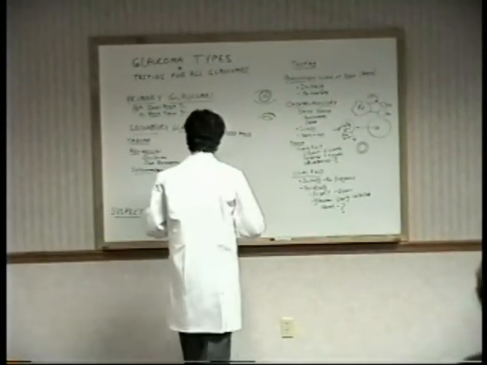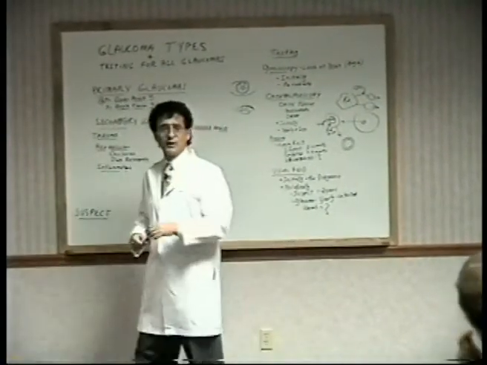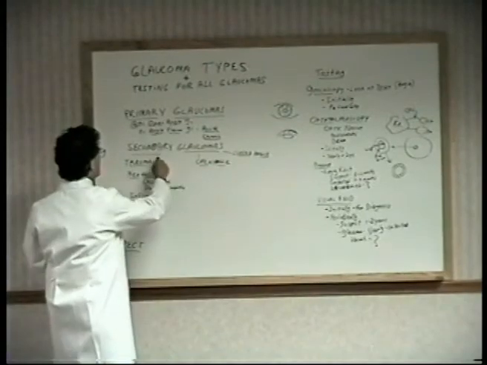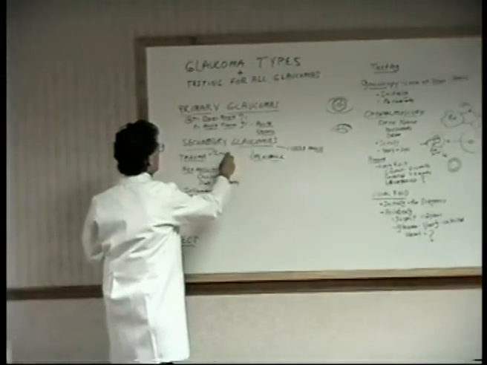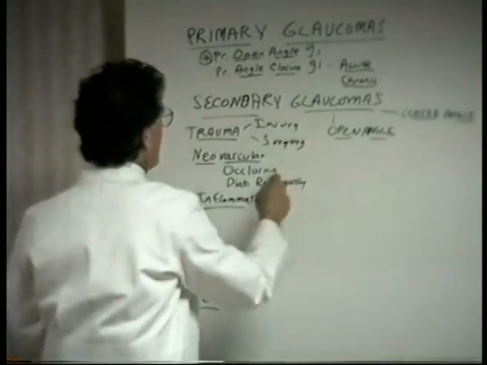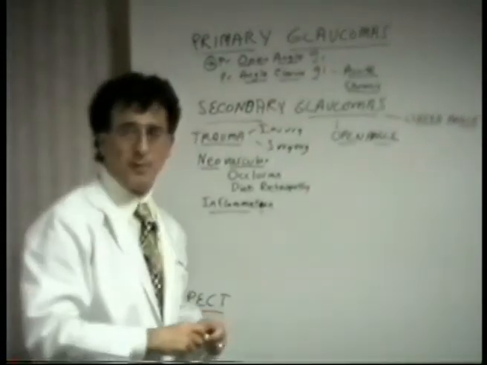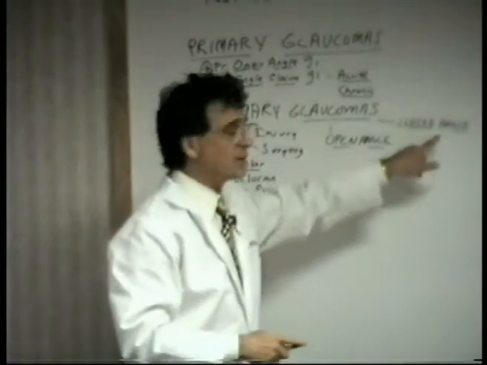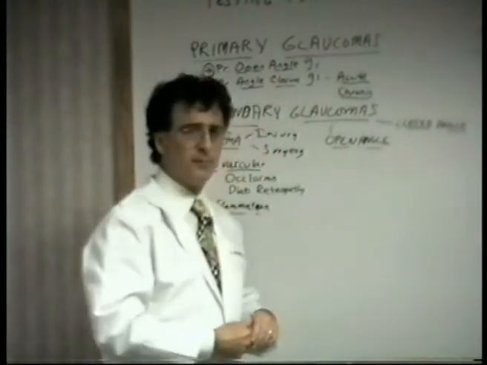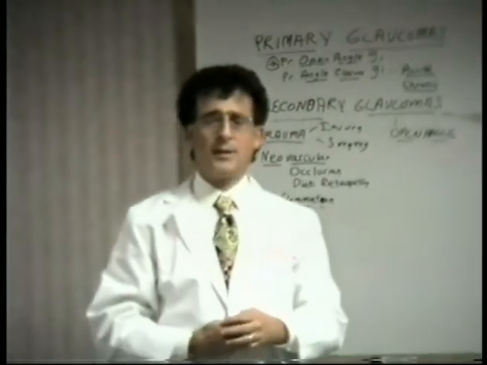There you go, traumatic. It's a type of trauma. We don't like to think of our surgery as traumatic, but you would say it's a type. This would be just an injury, and another type of injury would be surgery. So it's a traumatic glaucoma, post-operative glaucoma, and it can cause open angle or closed angle. It's very confusing. But yes, cataract surgery can.